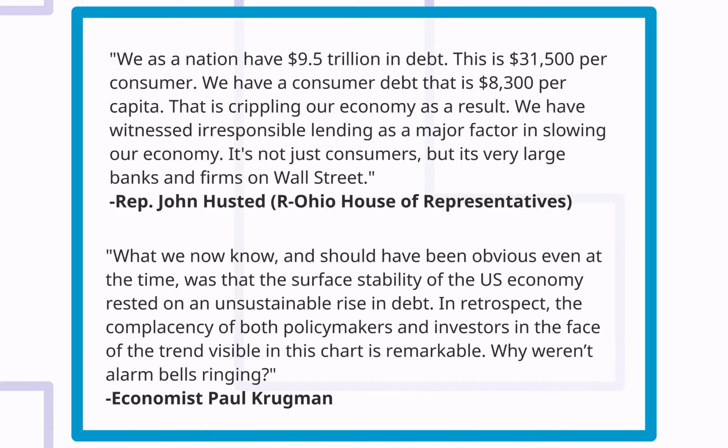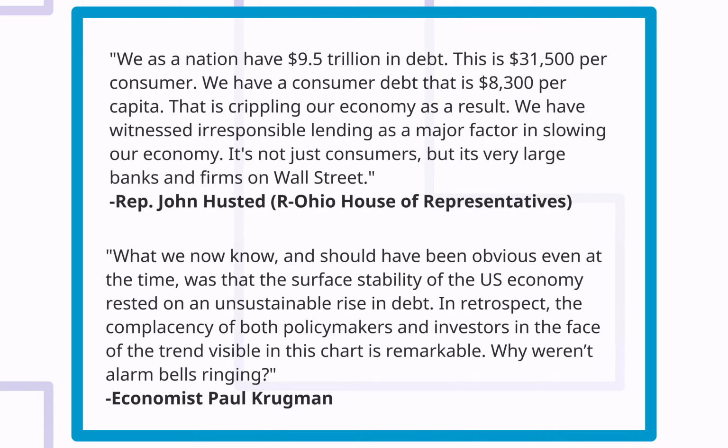The first quote is from John Husted, who was a representative in the Ohio House of Representatives, now the Secretary of State for Ohio. But he lays out the issue in terms of our economic decision making in the United States. He says, we as a nation have $9.5 trillion in debt. This is $31,500 per consumer, and we have a consumer debt that is $8,300 per capita. That's crippling our economy as a result. We've witnessed irresponsible lending as a major factor in slowing our economy. It's not just consumers, but it's very large banks and firms on Wall Street. So he was diagnosing the problem in terms of debt, in terms of lending decisions that were made.